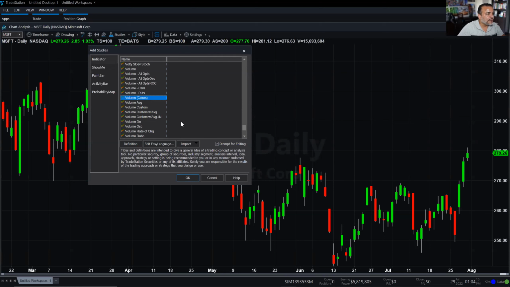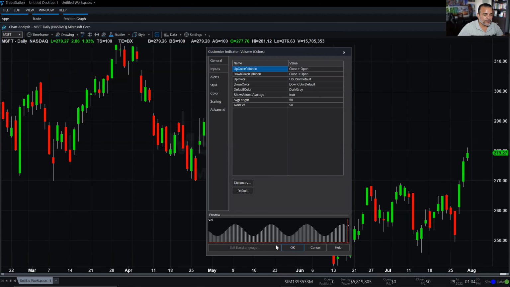Here's one that's called the volume colors and volume custom. The ones that say with AVG and with AVGJN, I think those are ones that I've modified, but we should have something that says volume custom that allows you to modify it to plot volume in different ways. But let's take a look at the volume colors. If you look at the inputs of volume colors, it's designed for you to specify the colors that you want to see. So up color criteria when the close is greater than the open, and down color criteria when the close is less than the open. Up color, it says up color default, down color default.